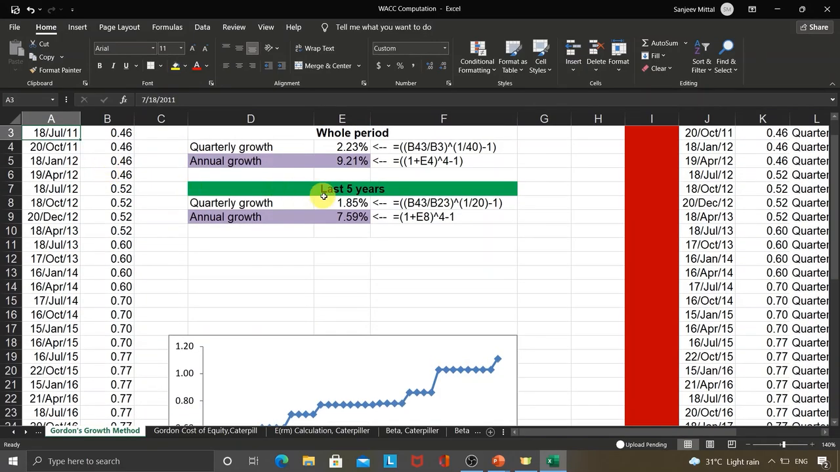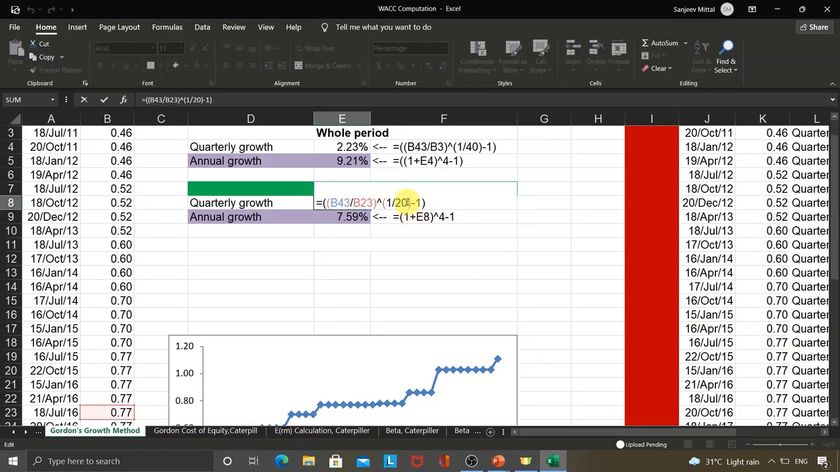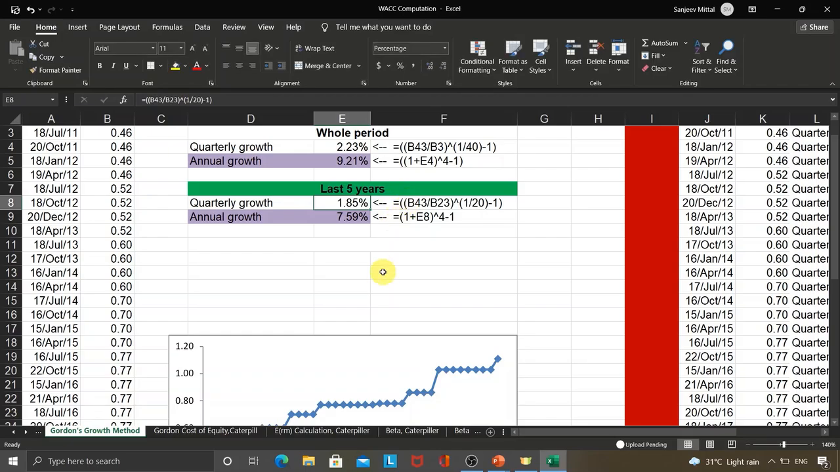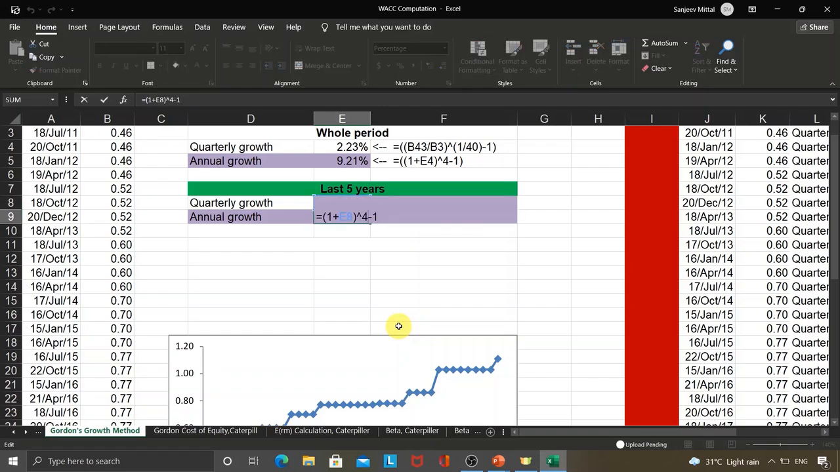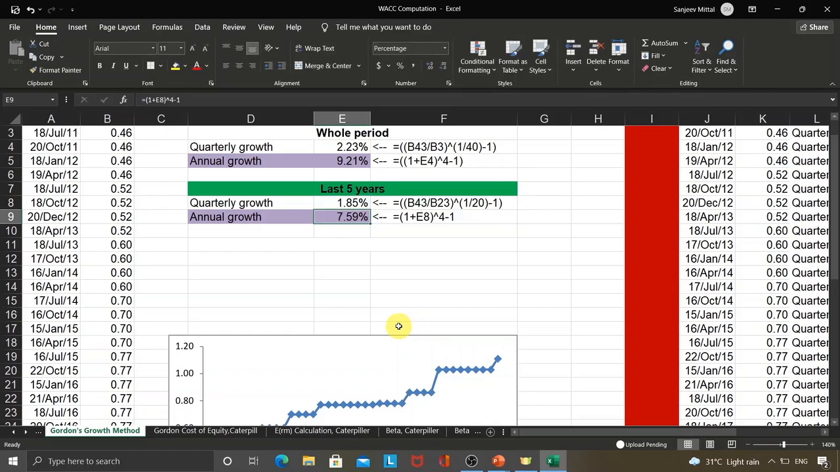Now, there are a total of 20 periods here. Why 20 periods? Because in the 5 years, there are 4 quarters in each year, so there are a total of 20 quarters. The quarterly growth rate in the recent 5 years is 1.85%. If we convert that quarterly growth rate into an annual growth rate, again I have used the quarterly rate raised to the power 4 for getting the annual growth rate. This annual growth rate of 7.59% represents the recent trending growth rate.